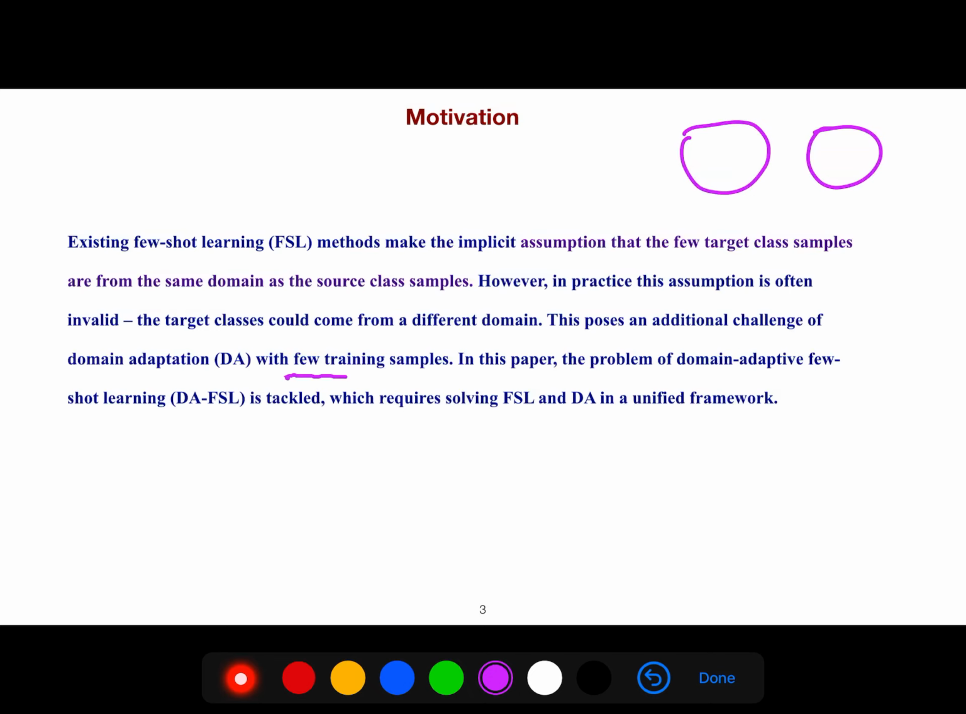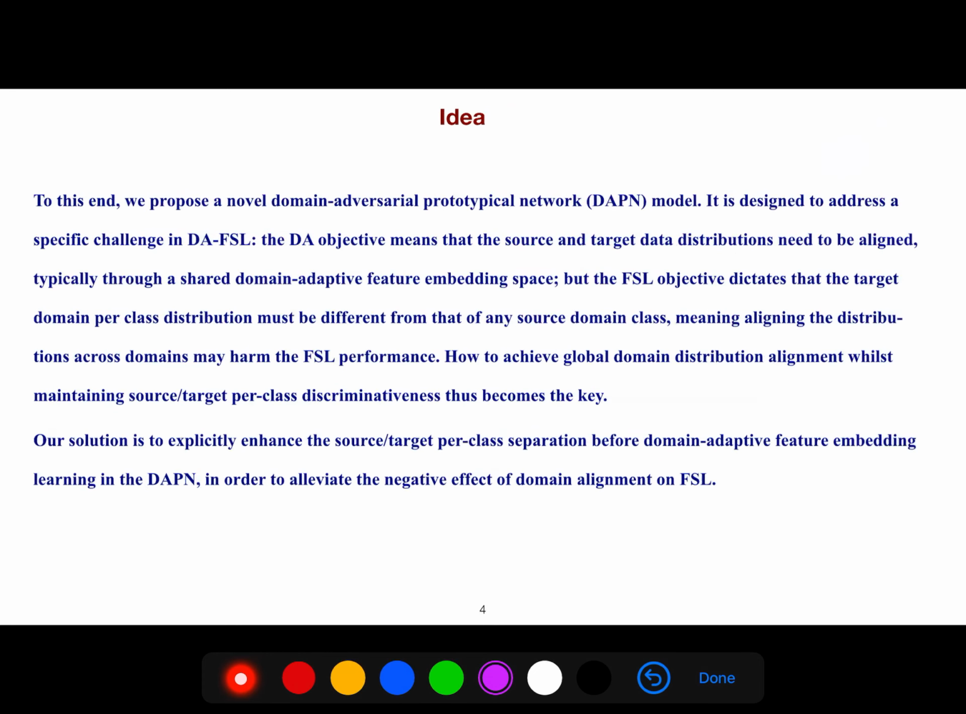So in this paper, the problem of domain adaptive few-shot learning is tackled, which requires few-shot learning and domain adaptation in a unified framework. So we should solve them in a unified frame. So we propose a novel domain adversarial prototypical network, and it is designed to address a specific challenge. The domain adaptive objective means that the source and target data distributions need to be aligned, typically through a shared domain adaptive feature embedding space.